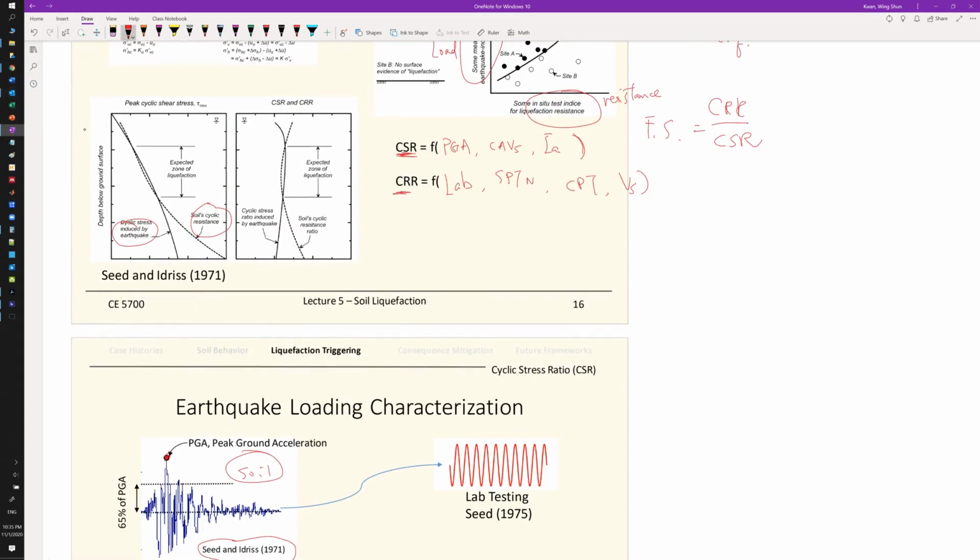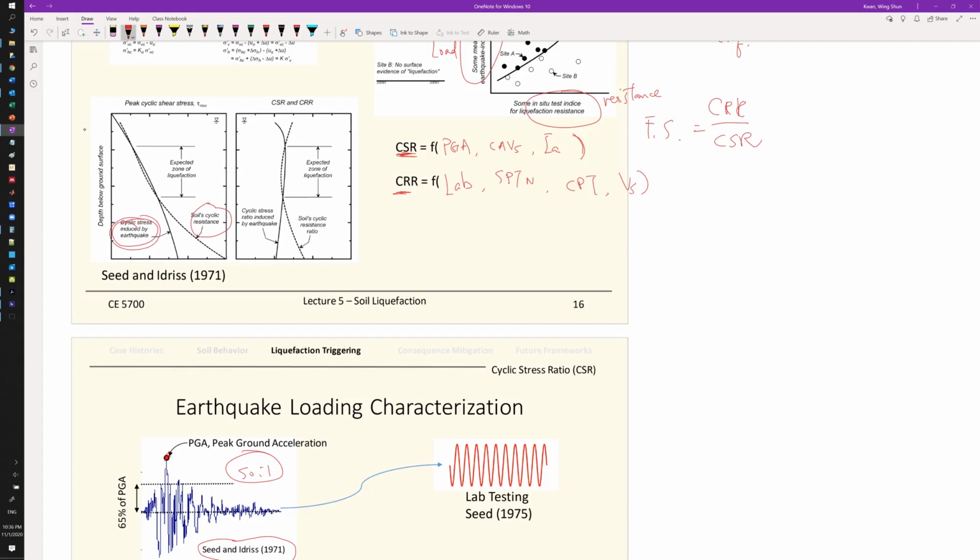So this is pretty much a screening tool people use. Once they have their site-specific data, meaning CPT or SPT data, you want to do a quick check of whether your site is susceptible to liquefaction. Then you will calculate the CSR based on these ground motions.